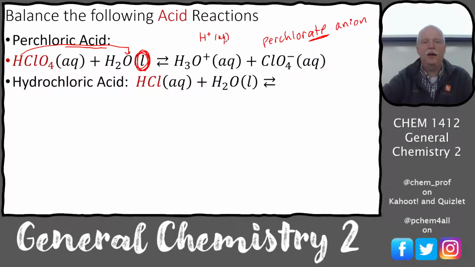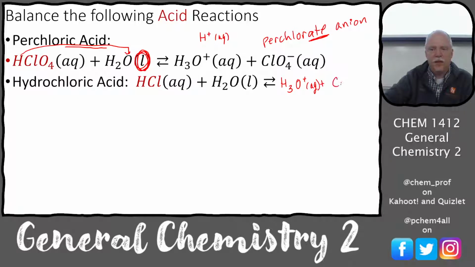Now let's balance the one for hydrochloric acid. So we have hydrochloric acid reacting with water. We're going to make H3O plus, aqueous, plus the anion, Cl minus. Would that still follow the rule, that it'd be chlorate? No, whenever you have these binary acids, you have this hydro-ic, okay? And so that tells you here, hydro-ic, it just becomes chloride. So okay.